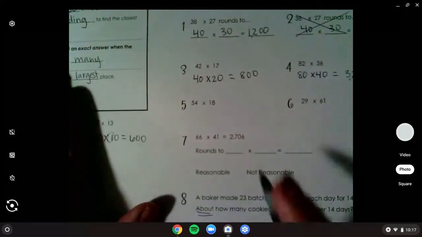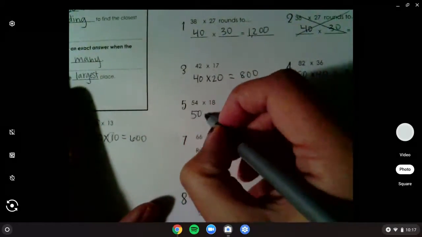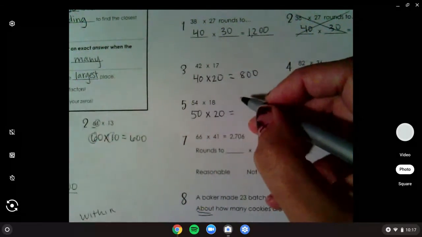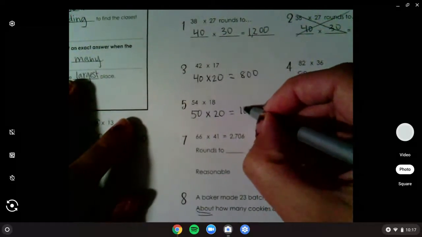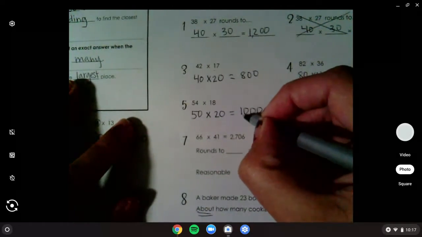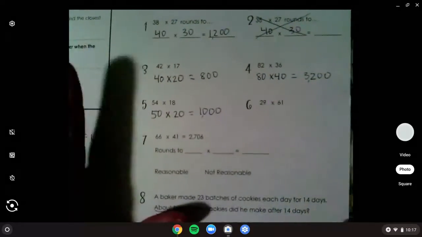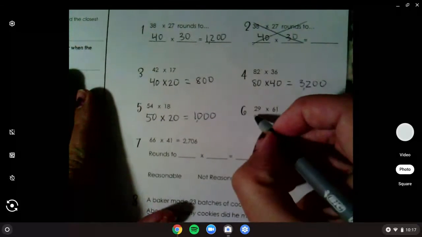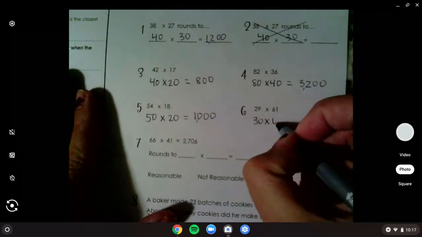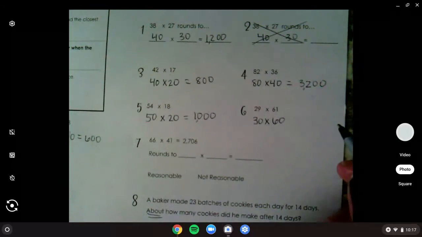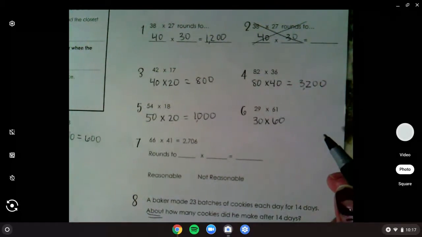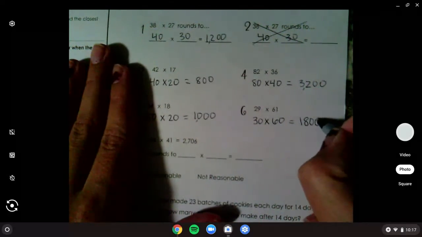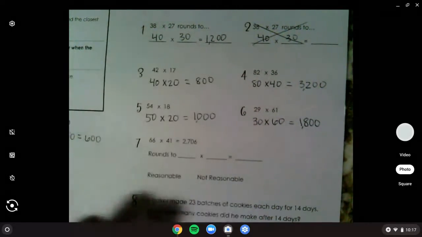Number 5, you should have rounded down to 50 times rounding up to 20. Mini math fact of 5 times 2 is 10. And add in 2 zeros, you should have gotten 1,000 for your rounded estimated product. Number 6 should have rounded to 30 and then times rounded 60. And you should have done 3 times 6 for that mini math fact of 18 and add 2 zeros for 1,800.